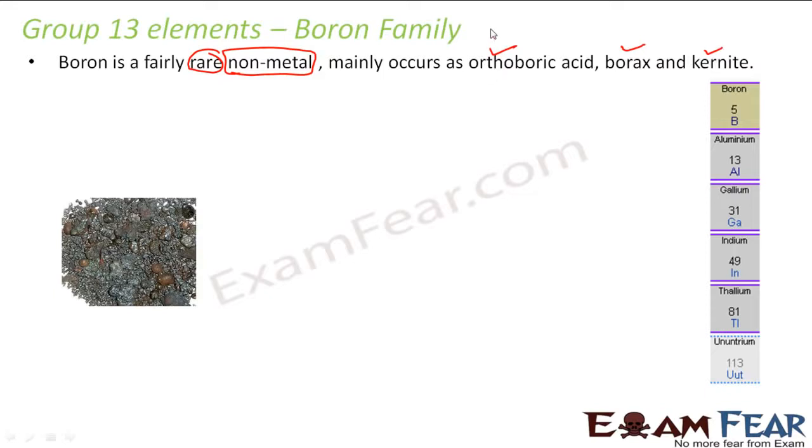The formula for orthoboric acid will be H3BO3. We'll study more of this in the next few slides. We'll also study more of borax, which is Na2B4O7.10H2O, and carmine will be Na2B4O7.4H2O. So these are the various compounds of boron where it exists: orthoboric acid or boric acid, borax and carmine.